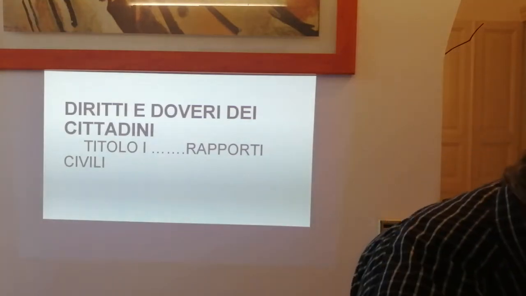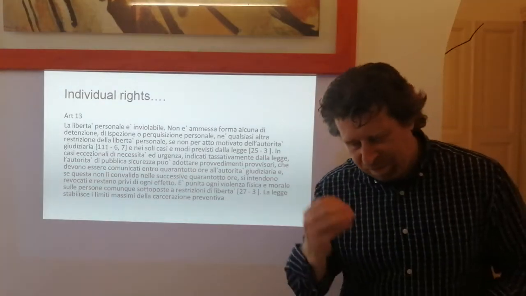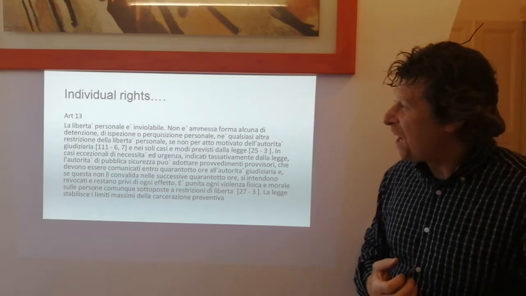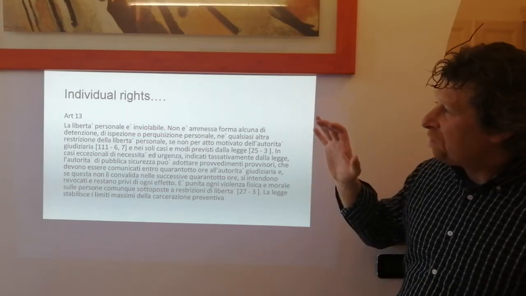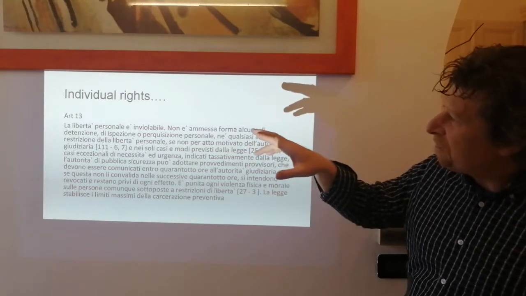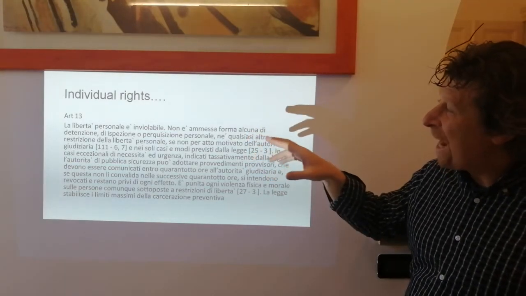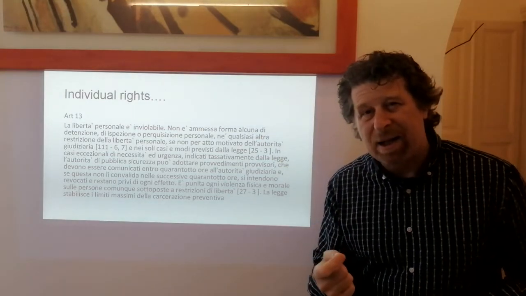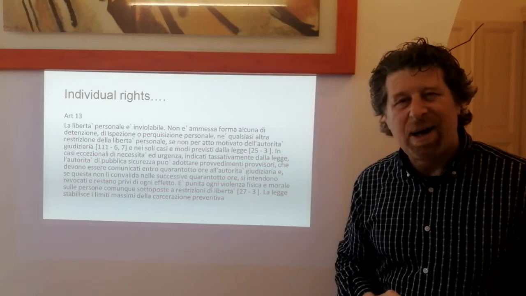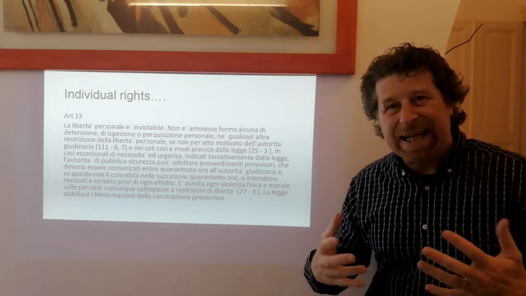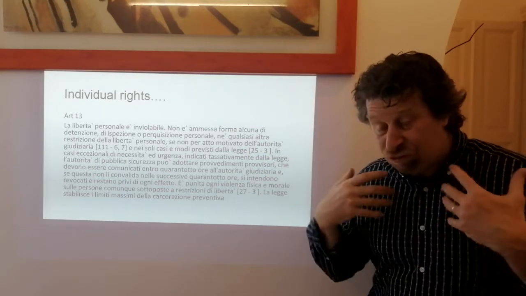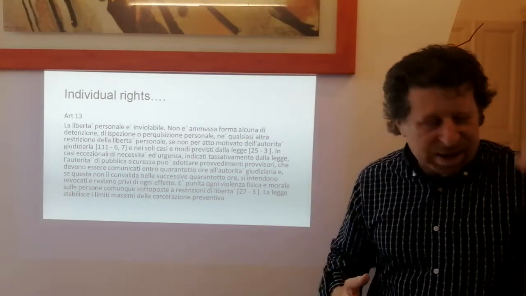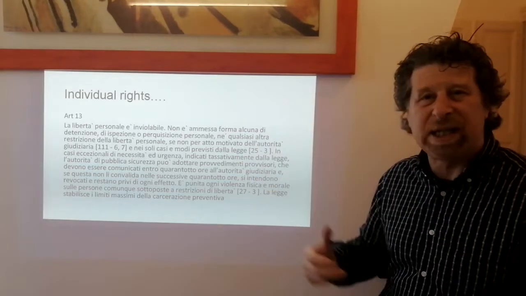So, Title 1, individual rights. Right. First one, Article 30 is an individual right. Here, I'll start reading. La libertà personale è inviolabile. Right, if we go back to Article 2, we remember that the state, the Republic, recognises the inviolable rights of man. Article 2, that's a founding principle. So this is rooted in that.